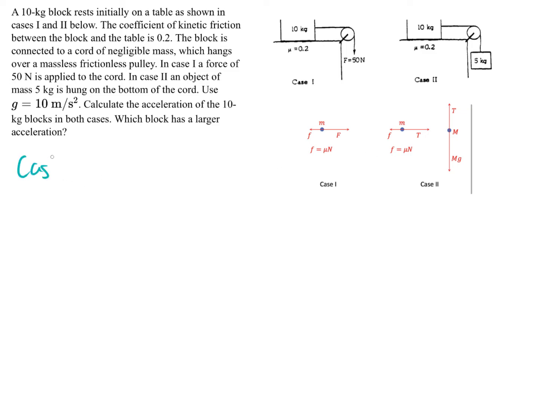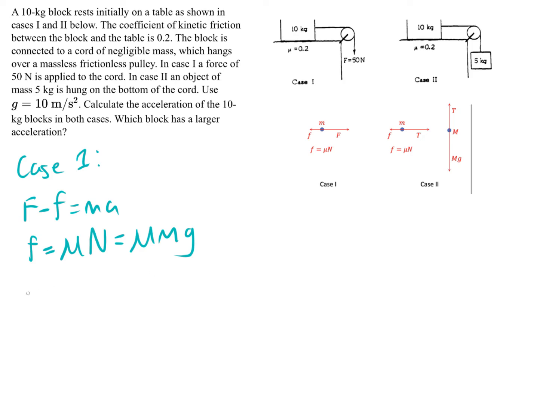So let's start with case 1, the simple one, as it only has one object. So from the free body diagram, we can say that the force minus the force of friction must equal the mass times acceleration. This is simply Newton's second law, which says that the net force is equal to the mass times the acceleration. So we know that the force of friction is equal to the coefficient of kinetic friction times the normal force, which equals the coefficient of kinetic friction times the mass times the gravity. So we can substitute that in.